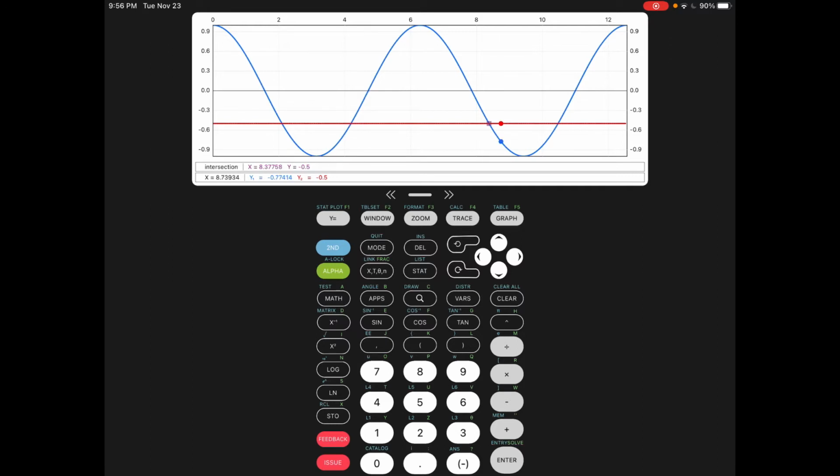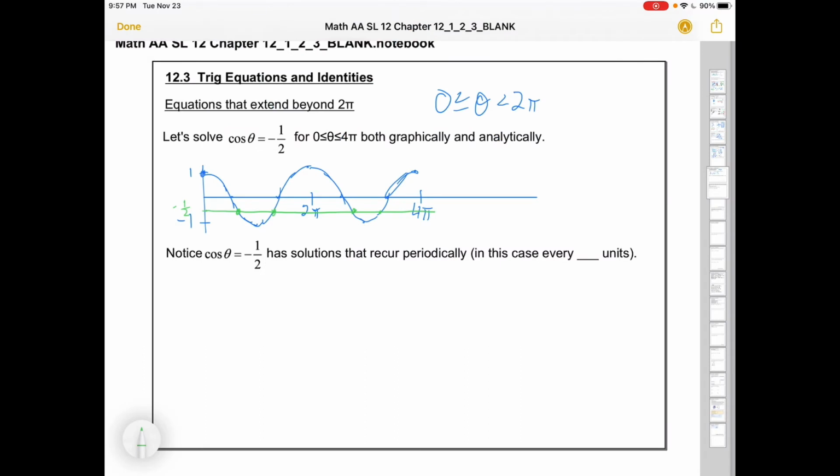at 8.38 and 10.47. So in approximate terms, those are our solutions: 2.09, 4.19, 8.38, and 10.47. But there's something fishy here.